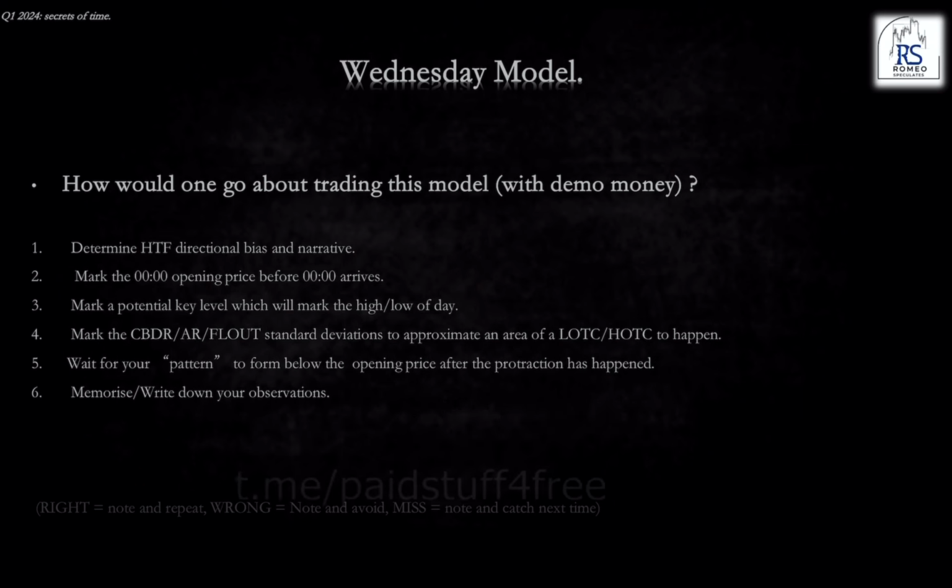Again, they are all subservient to the element of time and the higher time frame key level, which always has a liquidity pool paired with it. Right? Wait for your pattern. And you see when the pattern happens, it's not look for an order block. It's look for all of this and then an order block.